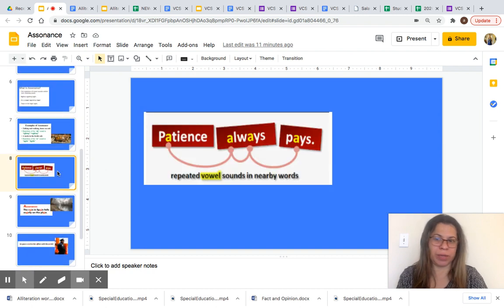So we are going to look at three more examples before you start practicing. Patience always pays. So the repeated vowel sound in the words that have the A sound is creating an assonance in the sentence. Patience, always, and pays. So this A sound creates an assonance.